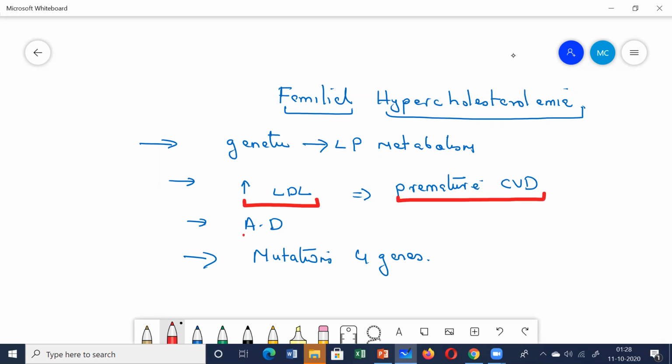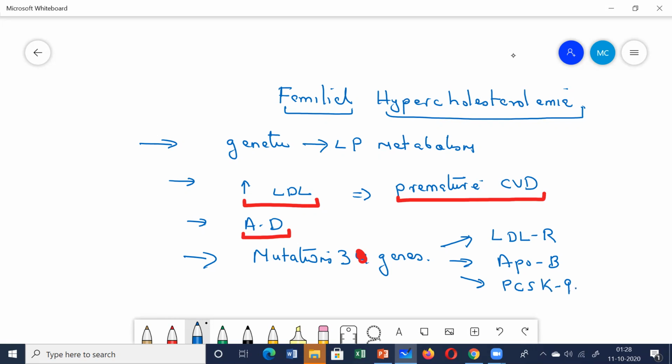The nature is that it's an autosomal dominant inheritance. And the mutations are usually seen mainly in three genes. So what are the three genes in which you can see the mutations in these patients? That is your LDL receptors. There are mutations in the LDL receptors. You can find mutations in the ApoB apoprotein, the main component of the atherogenic lipoproteins. And in the PCSK9.